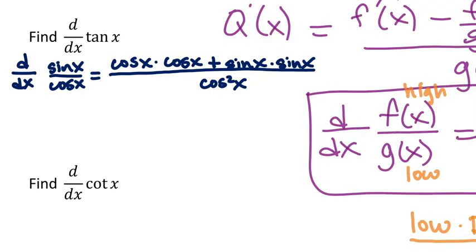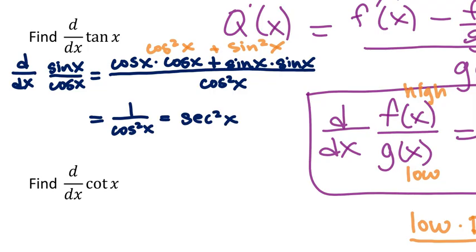Notice the top is actually cosine squared x plus sine squared x, and I really hope that stands out as an important thing that you're supposed to recognize. Sine squared plus cosine squared is always equal to 1. That's our Pythagorean identity. So I get 1 over cosine squared x, or secant squared x, whichever way you want to write that one. So there's the tangent shortcut.